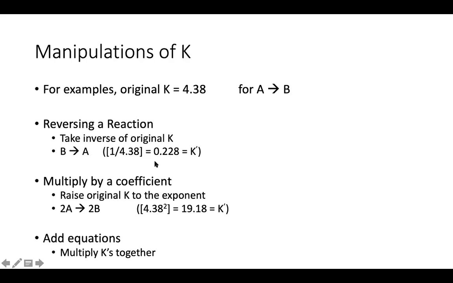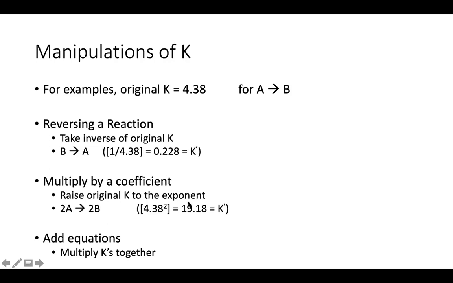Now, if you want to find the equilibrium constant of a reaction that you multiplied by some coefficient, let's say we wanted to find the equilibrium constant for the reaction 2A goes to 2B. All you do is raise your original equilibrium constant to the exponent. I think I wrote exponent, I was going to say coefficient, so I'm sorry. If we multiplied an equation by 2, we're going to raise our original K by that coefficient.